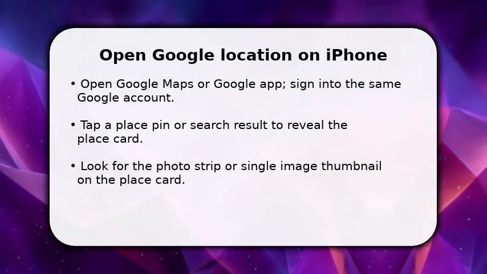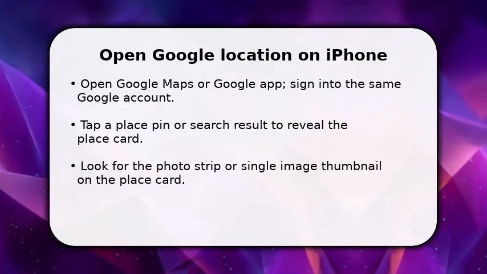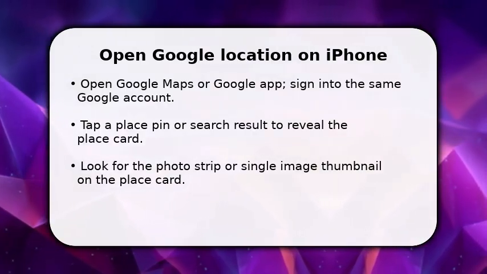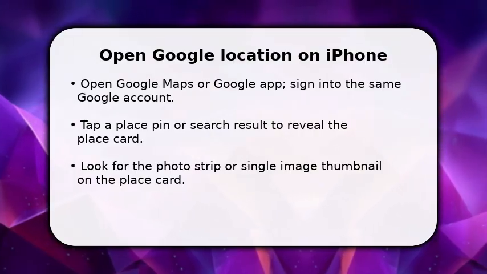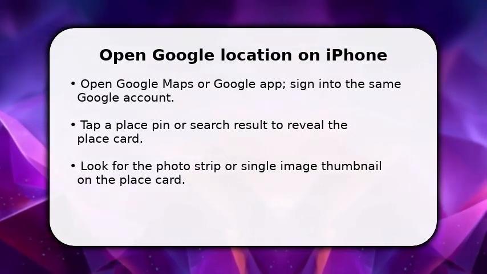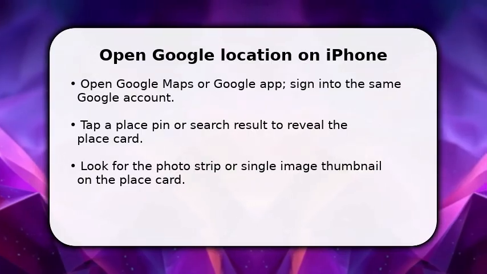Once the card is visible, look for a photo thumbnail or a horizontal photo strip. That's the image area you'll interact with. Make sure your screen is not in low power mode, since animations help reveal the photos.